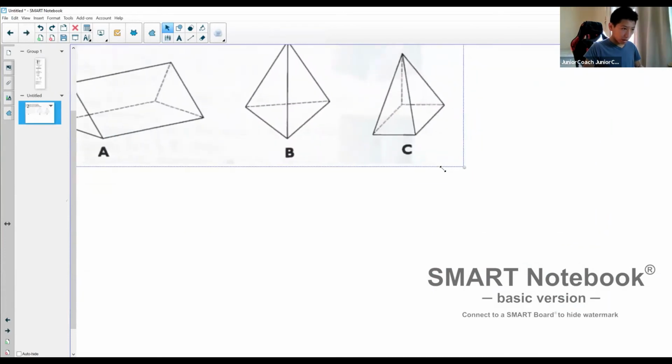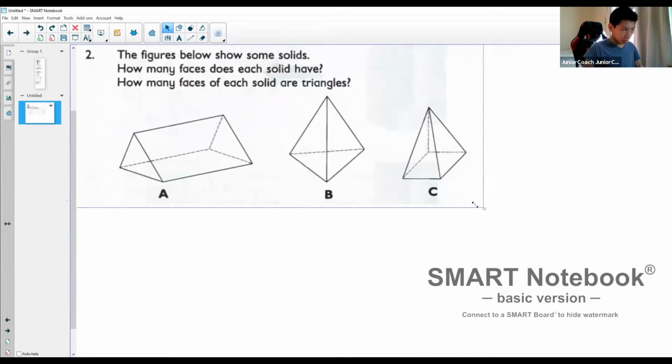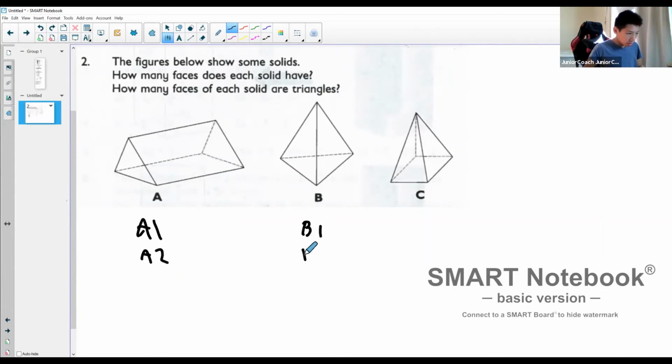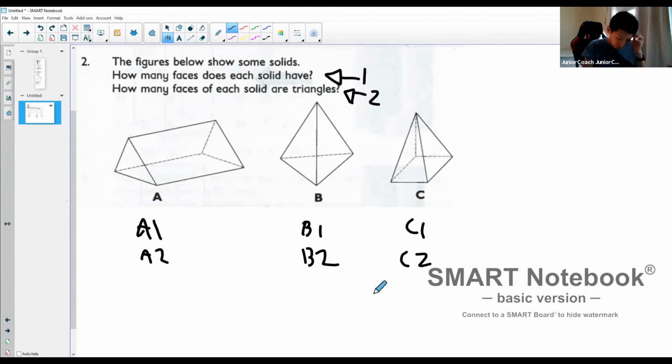this question. I would like you to send your answers in the following format, all right? I would like you to send me A1, A2, B1, B2, C1, C2. This question is question one, and this question is question two. So answer it six times, because you have to answer it three times for each one. Got it?